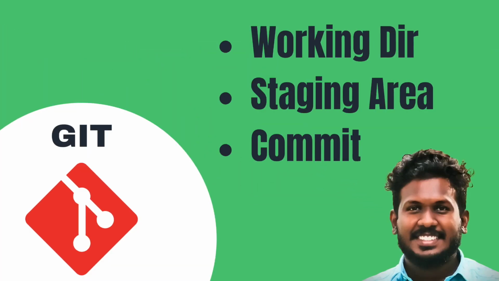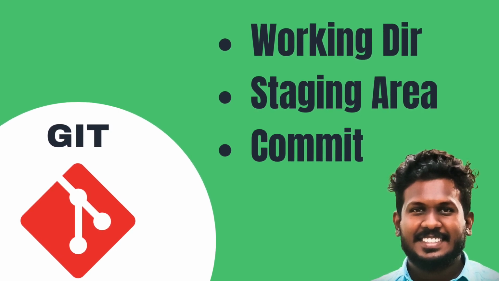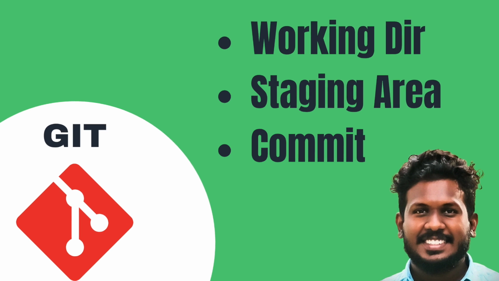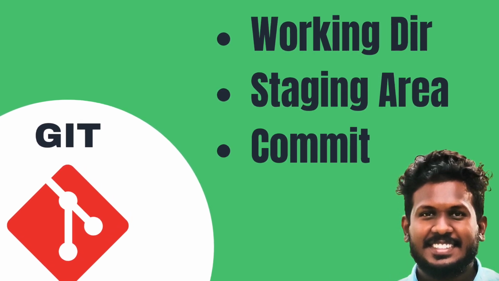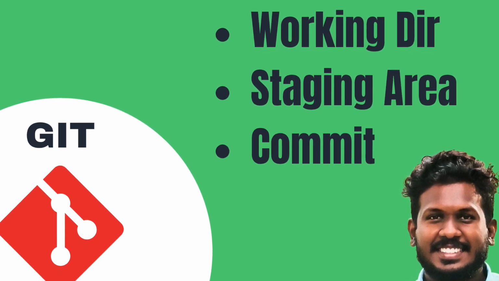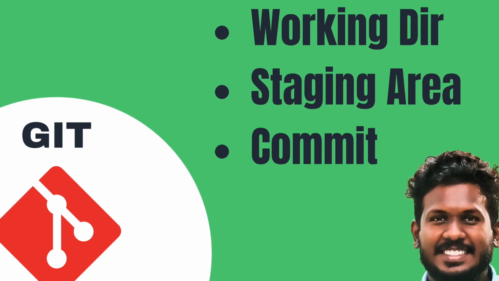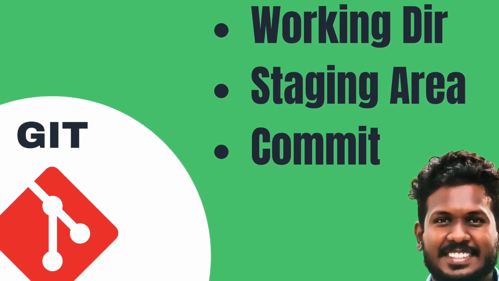The working directory, staging area, and an actual commit. Understanding how these three elements interact is essential for effective version control and collaboration. The working directory, also known as the working tree, is a place where you create, modify, and organize your files. It's essentially your project's directory where you write the code, make changes.